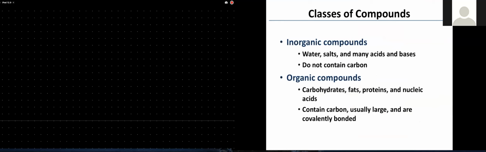Classes of compounds: we have inorganic compounds, and this includes water, salts, and acids and bases. They do not contain carbon. Compared to the organic compounds, those are like the carbohydrates, fats, proteins, and nucleic acids. What is common in all those compounds is that they contain carbon and they have a large structure.